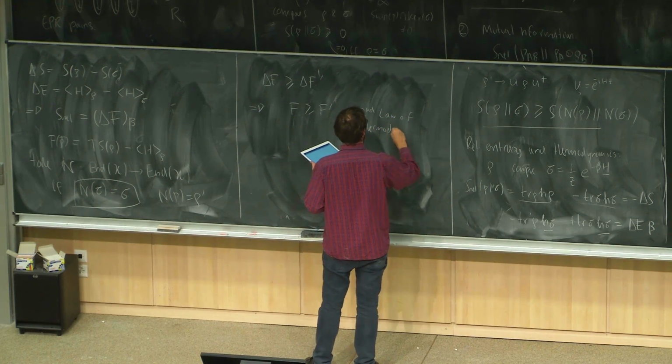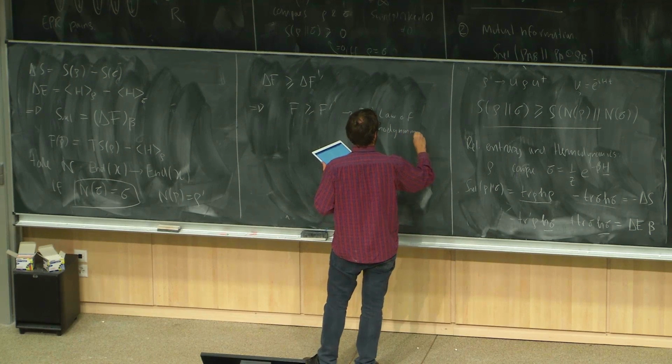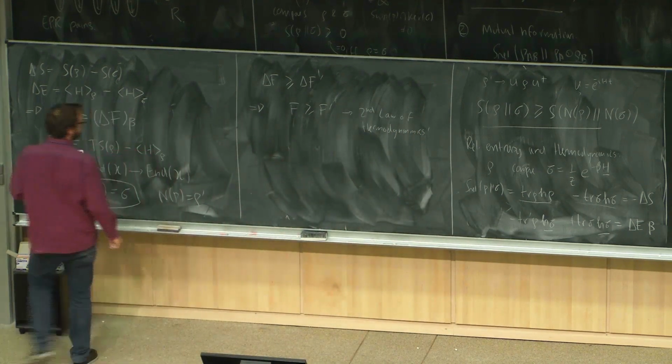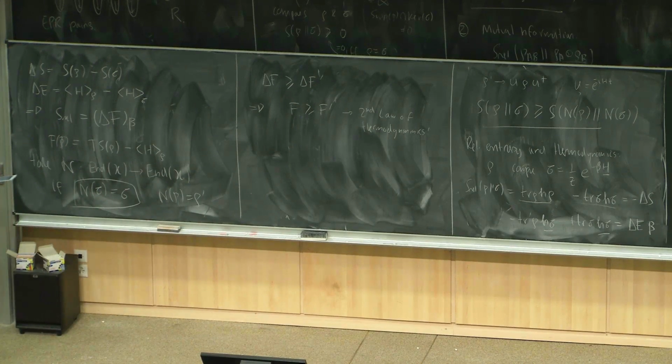Of course, it shouldn't be possible for me to derive the second law of thermodynamics because it's really only true in some statistical sense, and so it all comes back to this assumption. I'm picking a channel that keeps invariant the Gibbs state, and that's non-trivial. That's not always going to be the case.